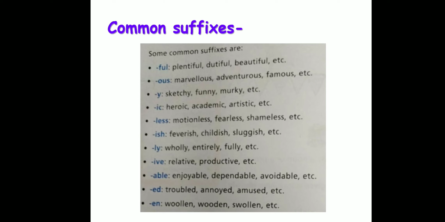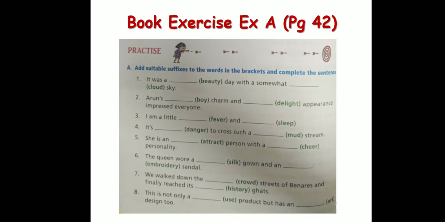After this, you have an exercise in your book. This is your first exercise. This is on page number 42. Let's see what we have to do here. Add suitable suffixes to the words in the bracket and complete the sentences. It was a... so the word is beauty. What will you write? Beautiful day with a somewhat cloud sky. So what will you write? Cloudy sky.